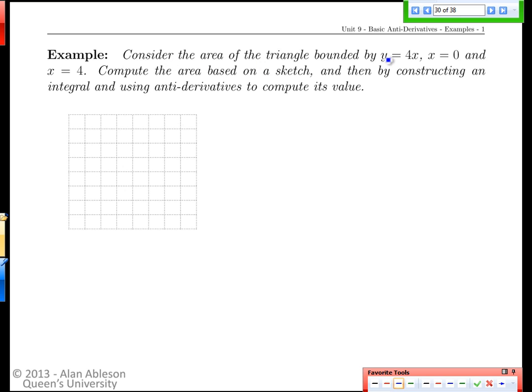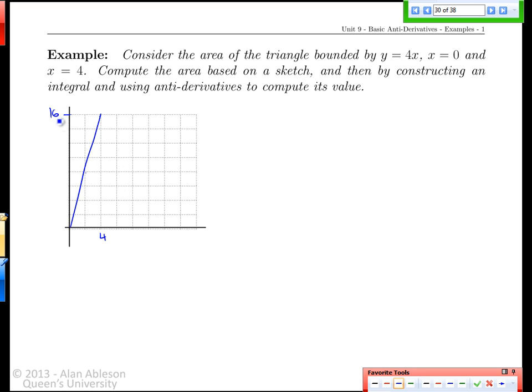Consider the area of a triangle bounded by y equals 4x and x equals 0 and 4. So we'll do a quick sketch of that. We've got a slope of 4. So let's try to make that suitably dramatic here. There we go. And let's make that 4 here.